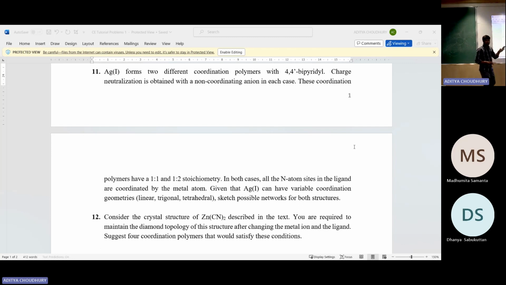So you have silver and you have 4,4'-BPY, and now you have two stoichiometries, 1:1 and 1:2. Your silver can have linear, trigonal planar, or you can even take it up to T shape, because silver does form a T shape. Okay, linear, trigonal, or tetrahedral. Try to draw the structures it could form. Do you understand what I mean?